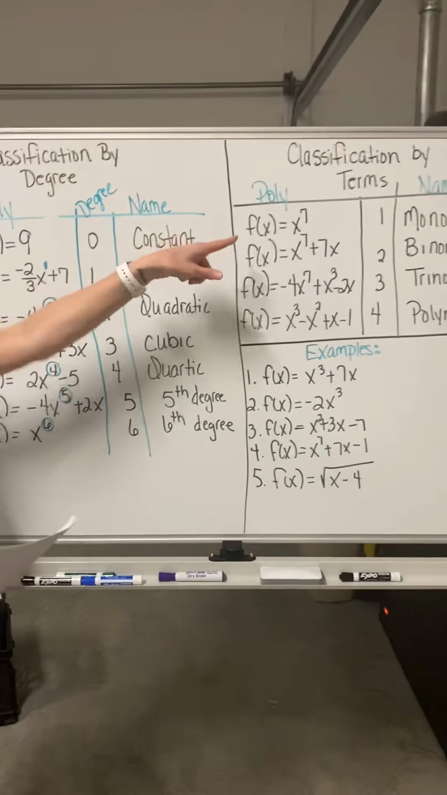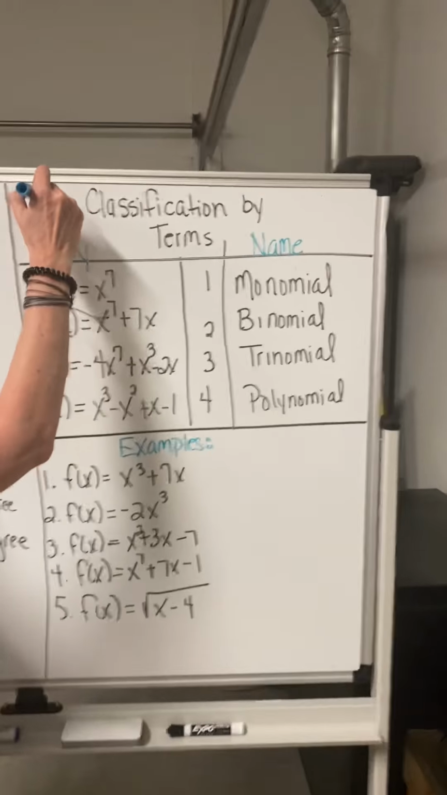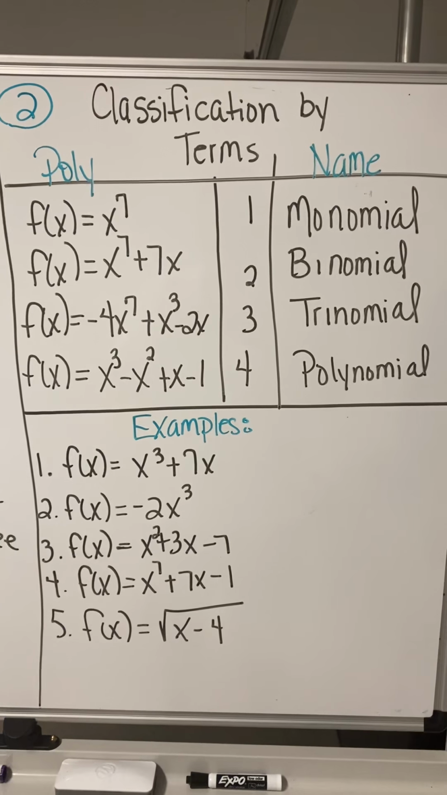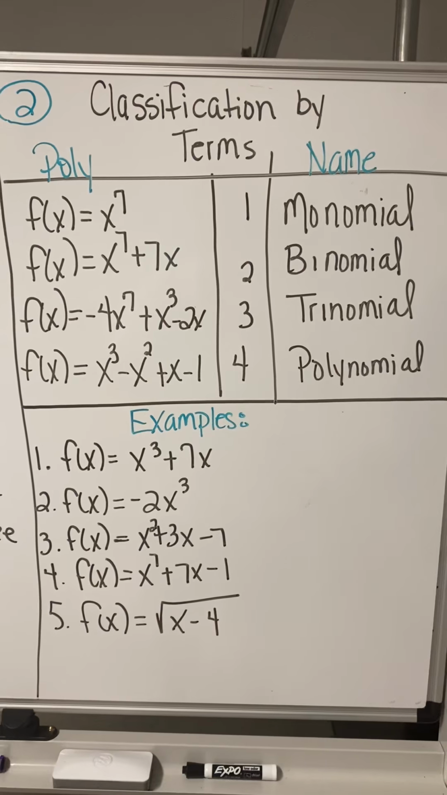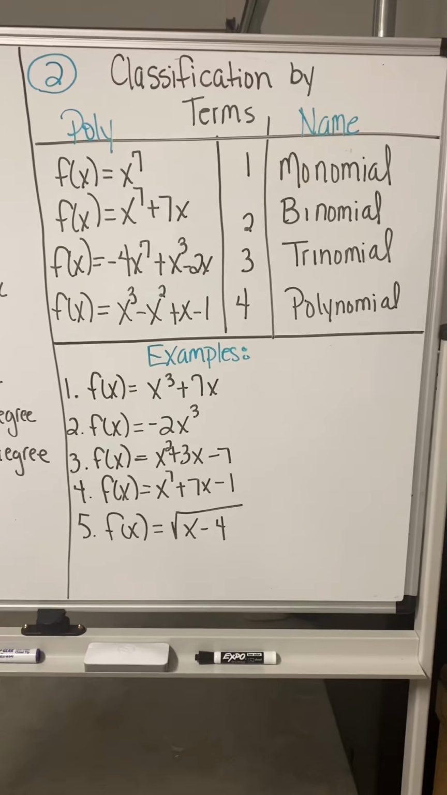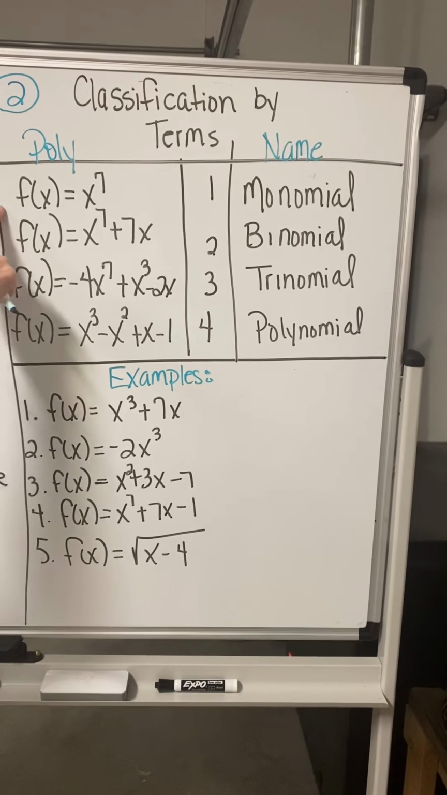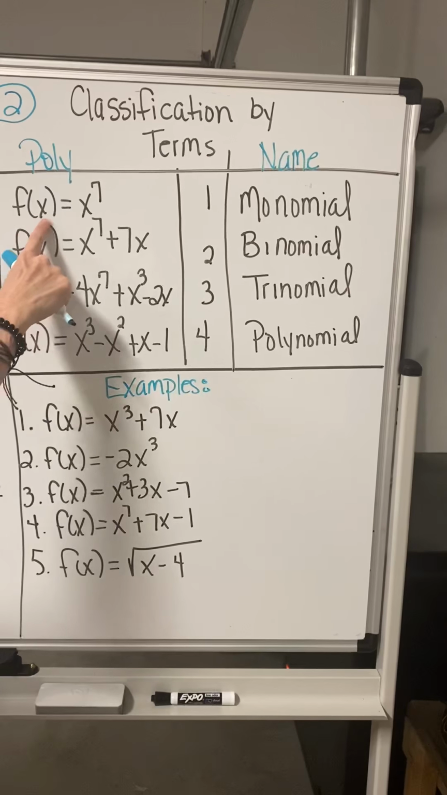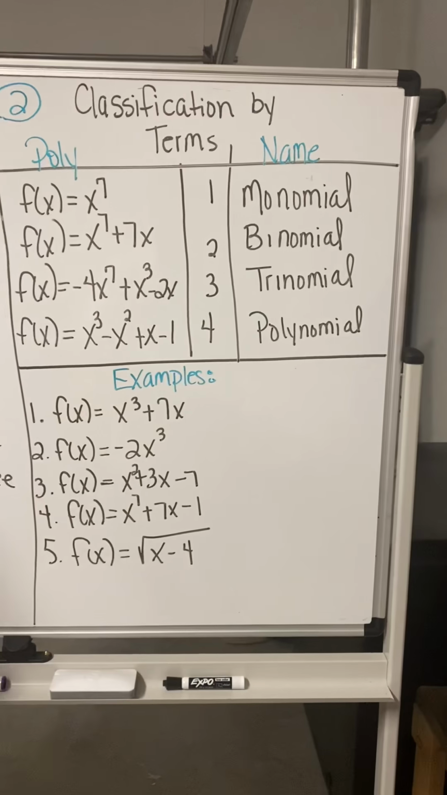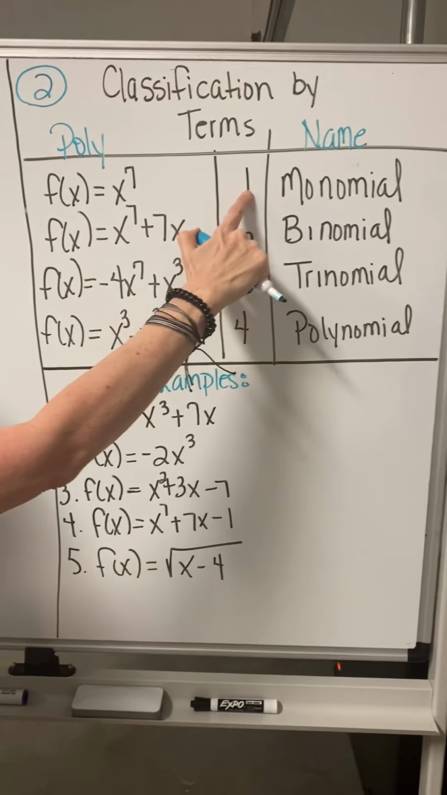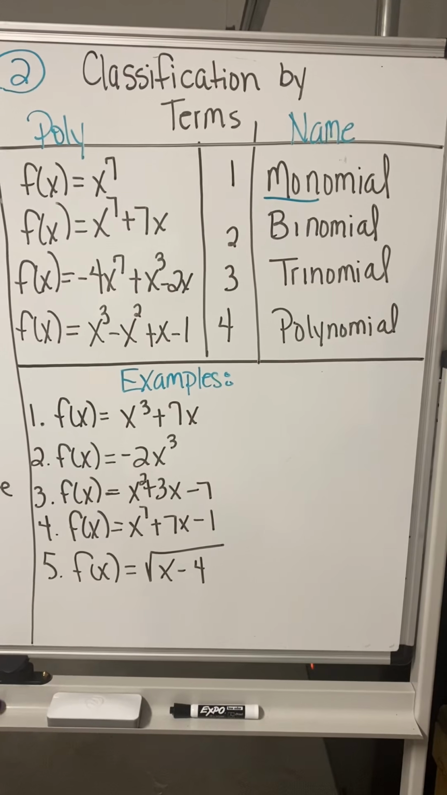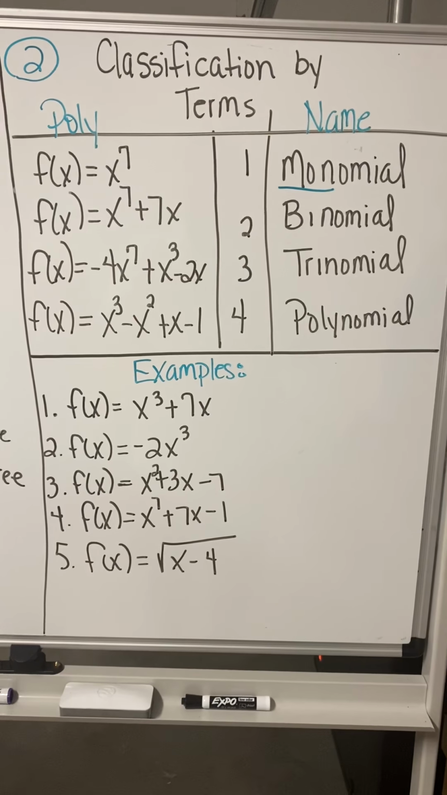Okay. Over here, the second way you classify a polynomial is by how many terms that polynomial has. So if you remember, terms are separated by addition or subtraction. So in this first polynomial, we have f of x is x to the 7th. That's the only term in that polynomial. So since it has one term, it is called a monomial. The prefix mon means 1.